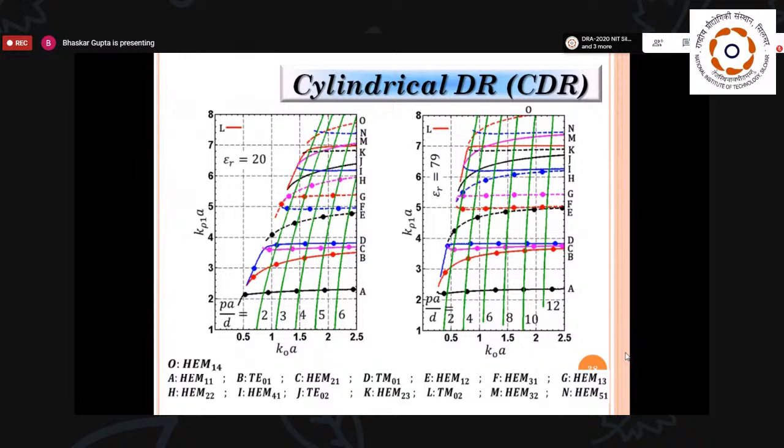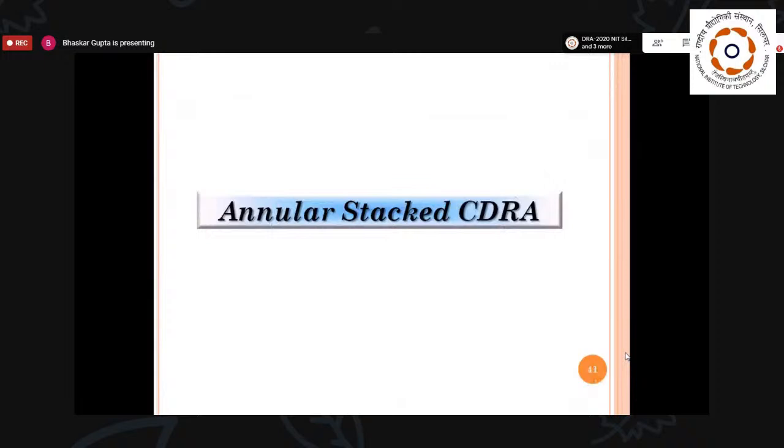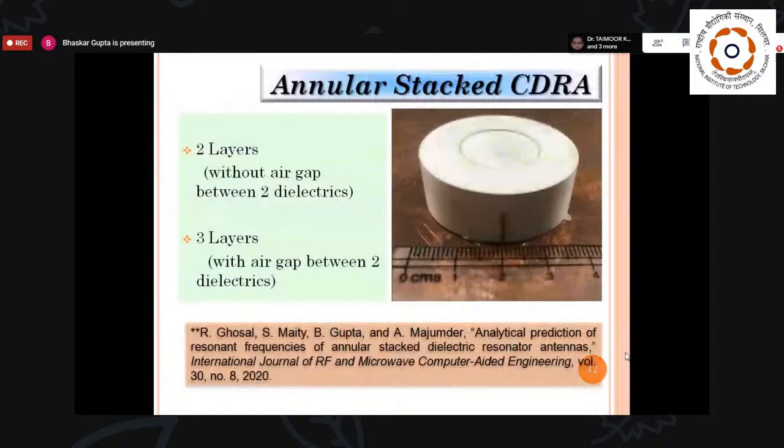And based on that, we have provided a detailed modal chart for different dielectric constants. 2 and 79, I think, is neoprene, 20 is quartz, for which these are the internal fields. I think the paper reference will be given at the end. I think somehow it was missed here.